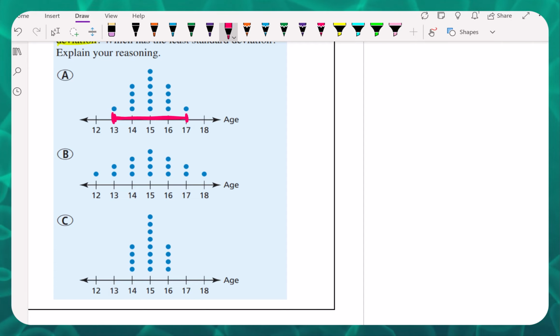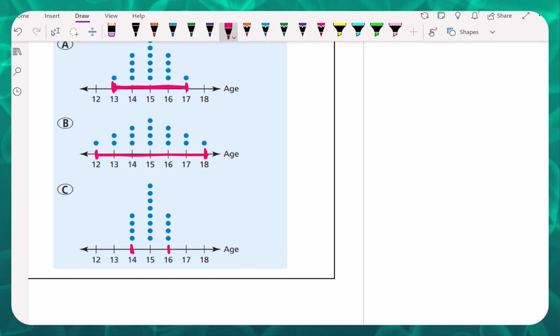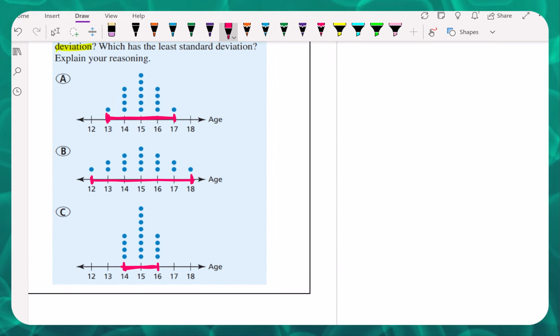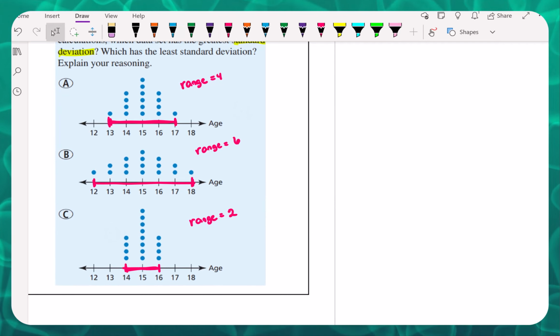So A has a range of about this much. B has a range of this much. Now obviously B has a greater range, and it looks like C has the least amount of range here, okay? So without even calculating it, you can just look at it visually, but the range here is going to be 17 minus 13, which is 4. The range here is 18 minus 12, which is 6, and you can see that it's definitely bigger. And then this one's going to be the smallest one. The range is going to be 2. So clearly the one that has the least standard deviation is C.